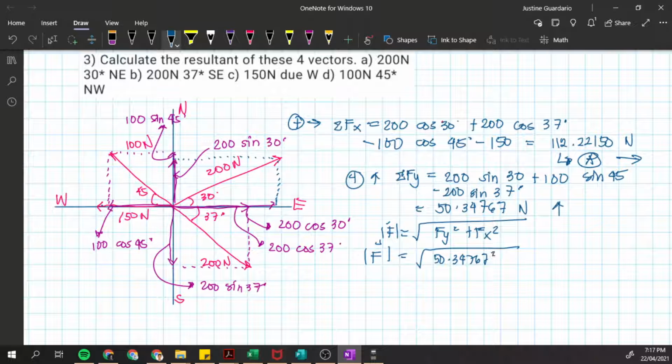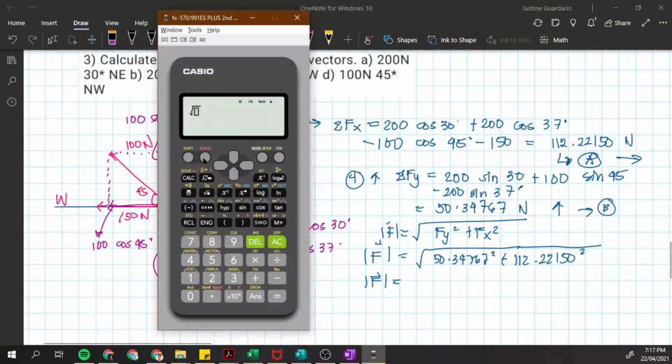50.34767 squared. Okay, store B ko to. Diba, sinustore ko yan sa B. Then, plus f of x ko ay equal to 112.22150 squared. Okay? Para kapag in-input ko siya sa calcu, madali na lang siya. Hindi ko na siya itatype lahat. I take the square root of, I'll get just a here, then square ko siya, plus I get also b here using the alpha para lumabas yung b, then square ko siya.